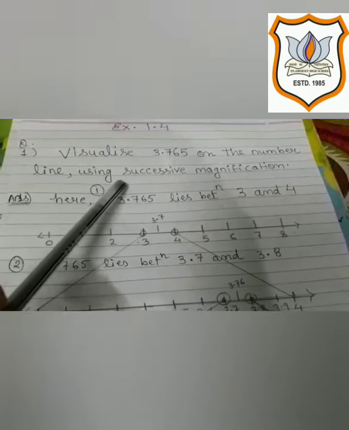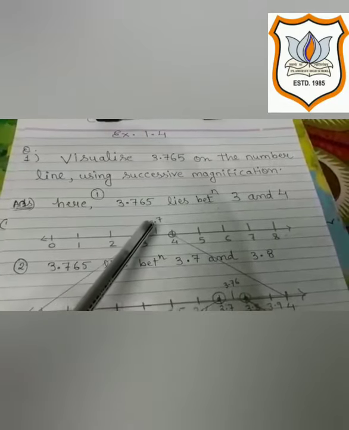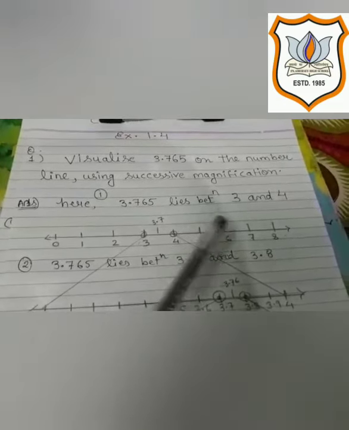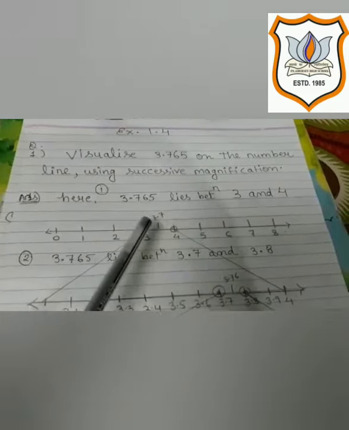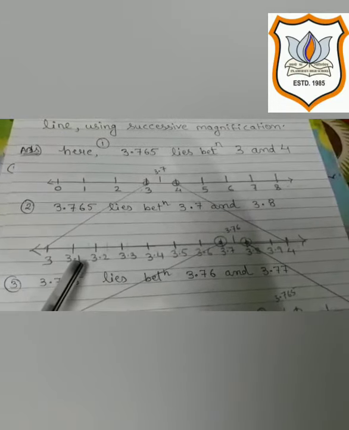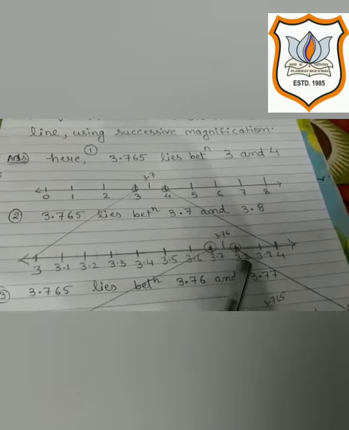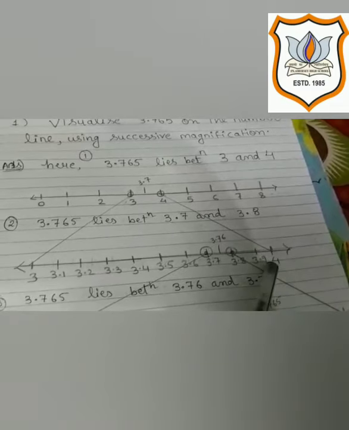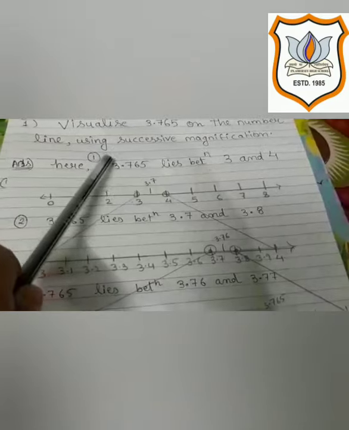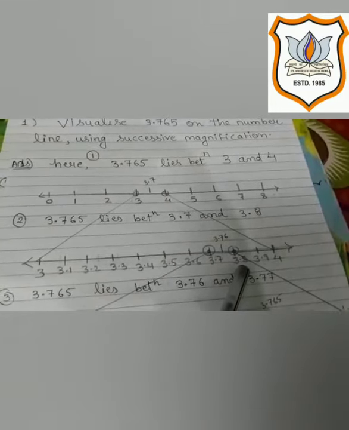The next required part is 3.76. 3.76 will be definitely between 3.7 and 3.8. 3.7 and 3.8 like this. 3.0, 3.1, 3.2, 3.3, 3.4, 3.5, 3.6, 3.7, 3.8, 3.9 and your 4. So our required number, that is 3.76, is between 3.7 and 3.8.